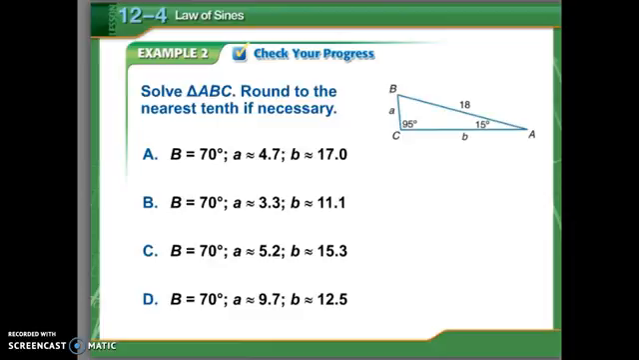So we've got a check your progress problem now. We're going to solve triangle ABC here. Notice we have one missing angle and two missing sides. So I'm not going to display the answer on the screen again. Just do the work on your sheet of paper for your classwork. Pick your answer choice from the answer choices available up here.